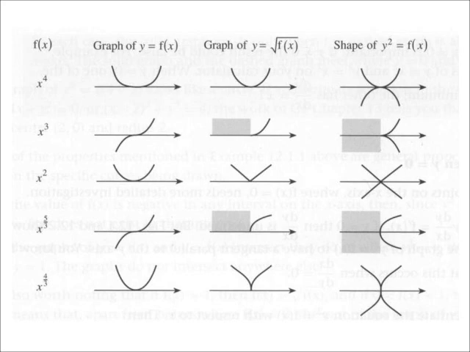X squared, well, find the square root of x squared, you get y equals x. You get what looks like an absolute value curve, so you get a sharp point. So again, the derivative is undefined at that point.